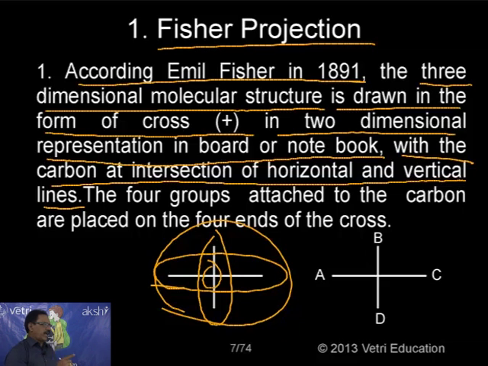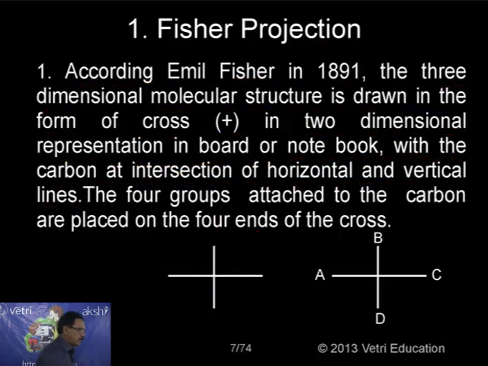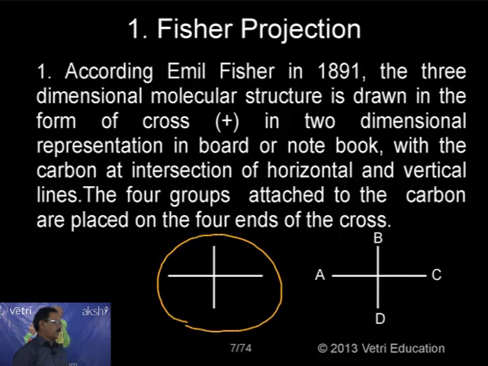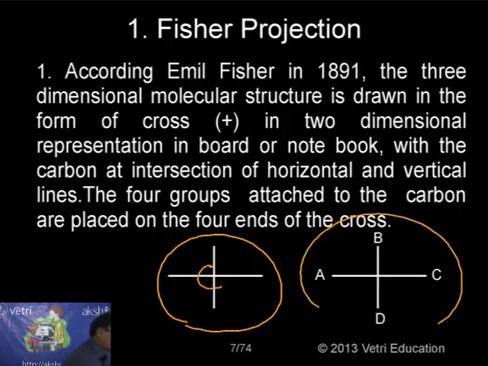So the horizontal and vertical lines. Let me repeat again. According to Emil Fischer, 1891, the three-dimensional molecular structure is drawn in the form of a cross, in two-dimensional representation on a board or notebook, with the carbon at the intersection of horizontal and vertical lines. The four groups or atoms, different or the same, attached to carbon are placed on four corners.